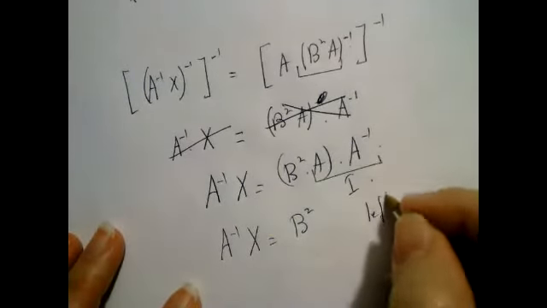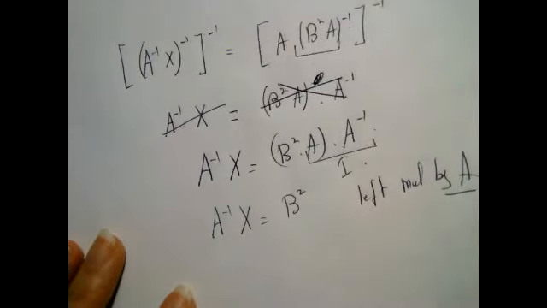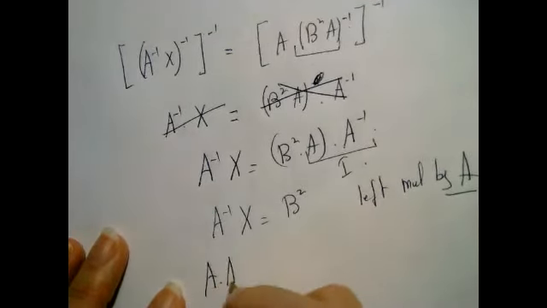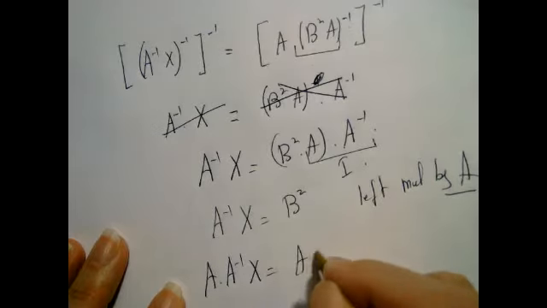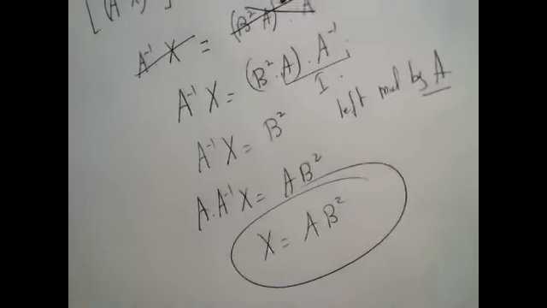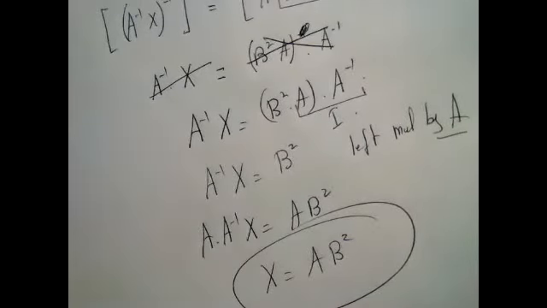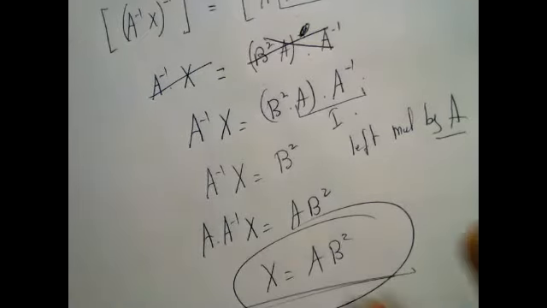Now left multiply by a, and that will give me x equal a times b squared. All right, and that's the other approach you can do. As I said, the goal here is really to practice our algebra. And sometimes we need to learn how to solve for a matrix if we have an equation.